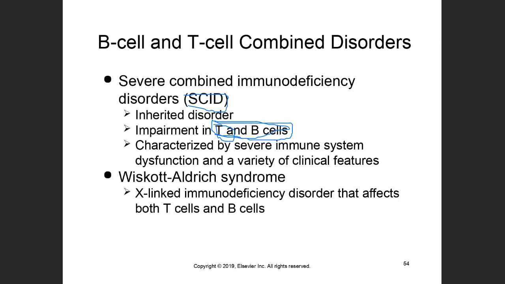Sorry. Now we have Wiskott-Aldrich syndrome. It is an X-linked immunodeficiency disorder that affects T and B cells. Okay, Wiskott-Aldrich. How do you remember? You say WATER. Okay, water. W and A is for Wiskott-Aldrich. T is for thrombocytopenia. Those patients have low platelets. E stands for eczema. Those patients most of the time have eczema. And the R stands for recurring infection.